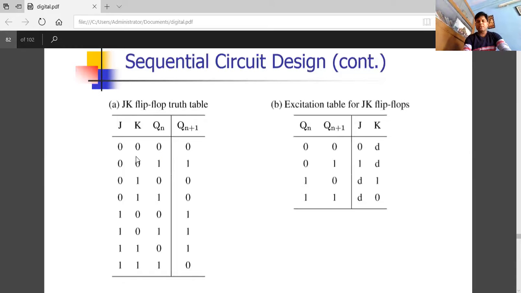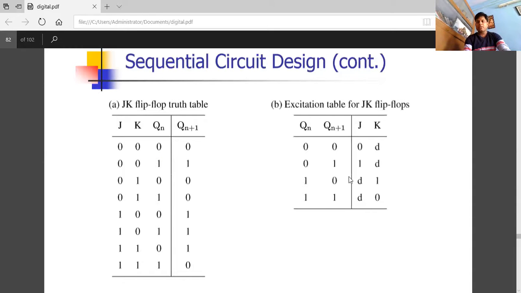So once again, we repeat this. Present state 0, next state 0 in this condition, and present state 0 and next state 1 in this condition. In both conditions JK is 0, 0 and 0, 1. So what is the excitation table? J is 0, K is don't care. When present state 0 and next state 1, the conditions are 1 0 and 1 1. So what's the excitation table?